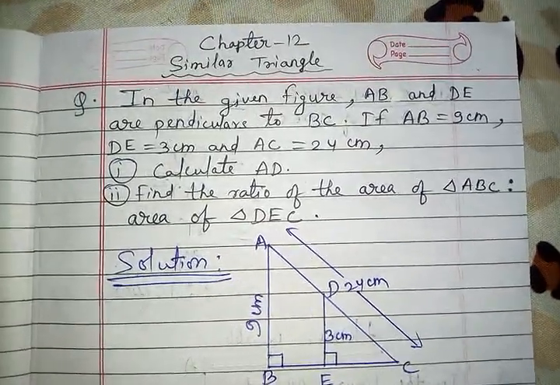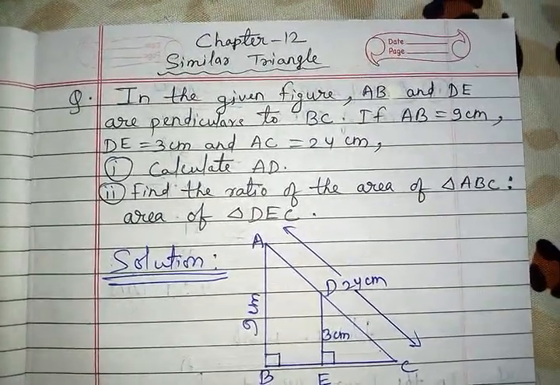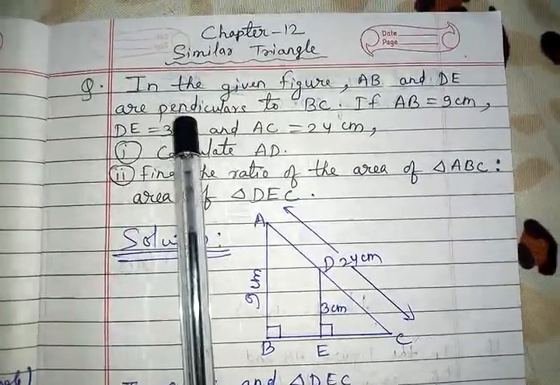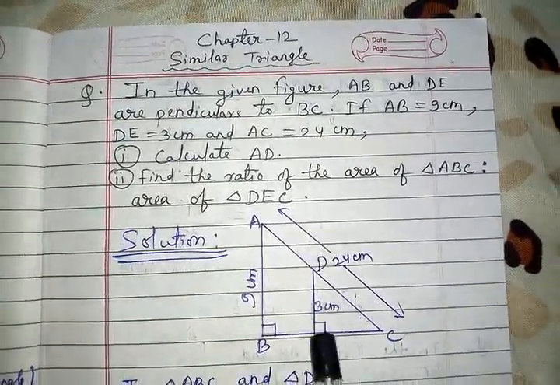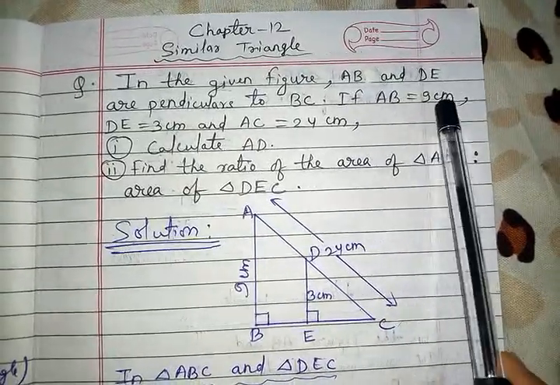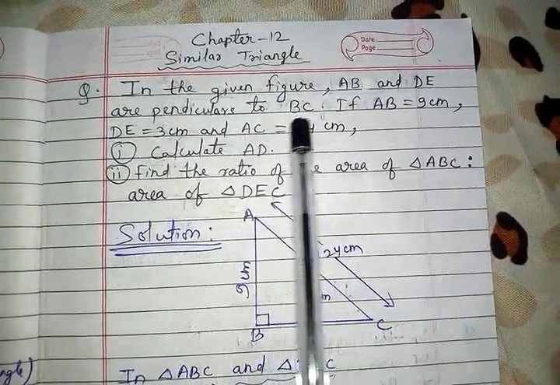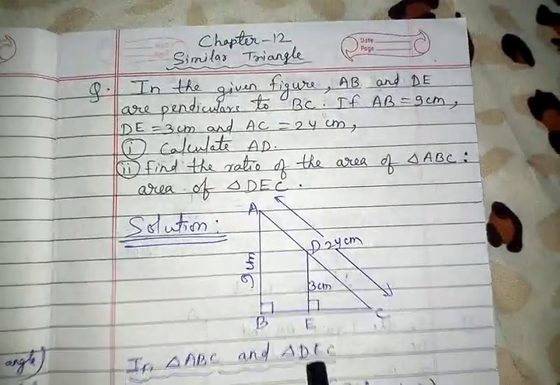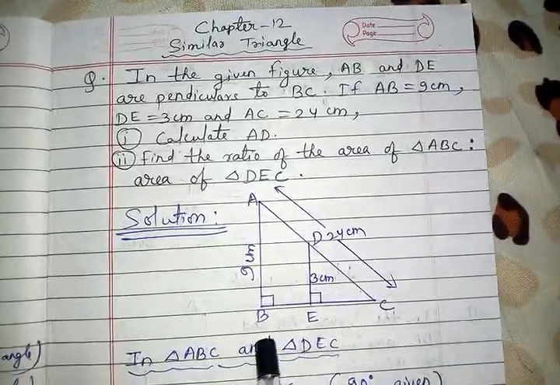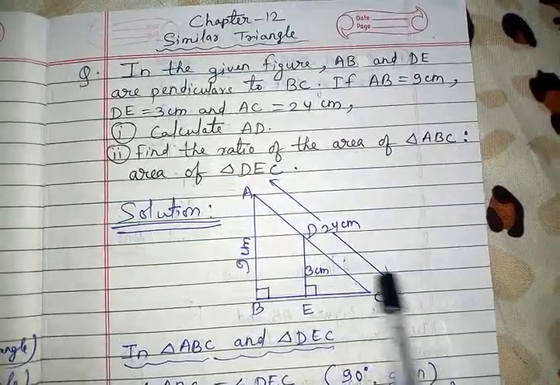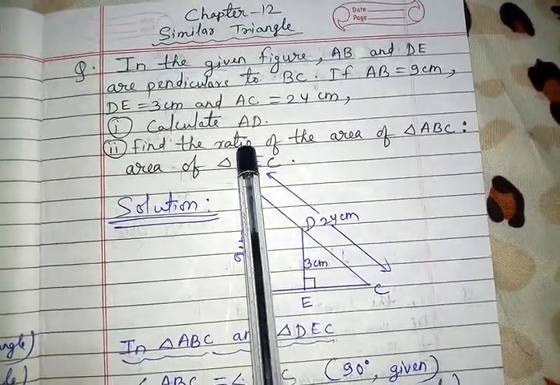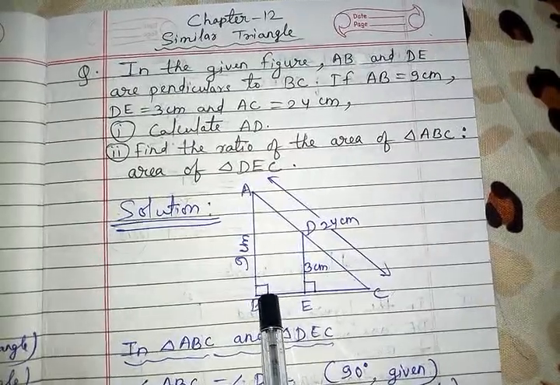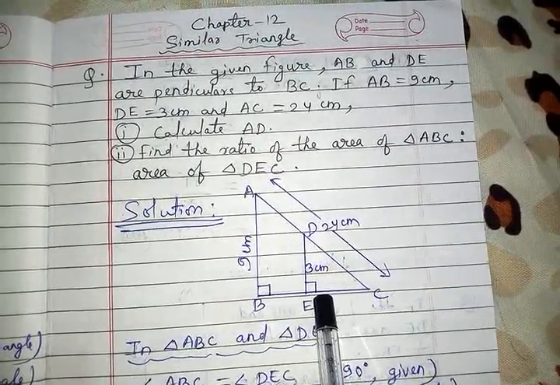Class 10 children, I have come with a new question from the chapter Similar Triangles. So let us begin. In the figure, AB and DE are perpendicular to BC. That means they are falling on BC and they are perpendicular. Perpendicular means 90 degrees has been formed at the base.